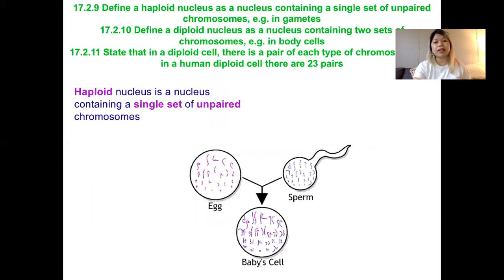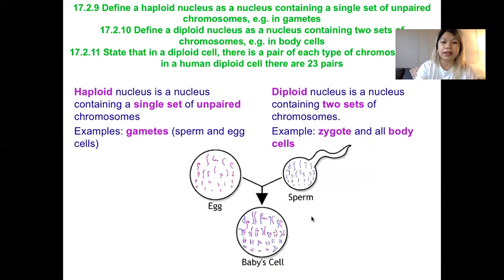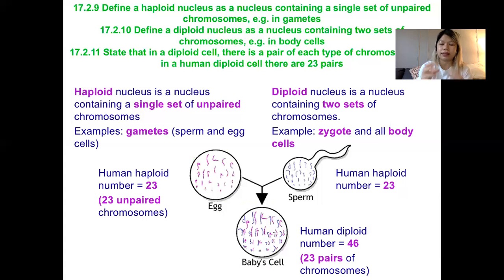And then just lastly here, talking about the haploid and diploid numbers again. A haploid nucleus is the nucleus found in gametes, those sex cells, because there's only half the number of chromosomes. And then in the actual zygote or the organism themselves, that's two haploid nuclei coming together to make a diploid nucleus. Therefore, that is the one that carries both sets of chromosomes.